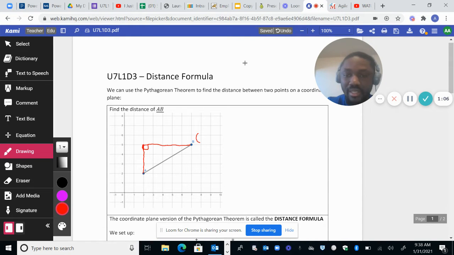And the coordinate of B here, if you can see, its X value is 7 and the Y value is 5, and point A, X value is 2, the Y value is 2 as well.